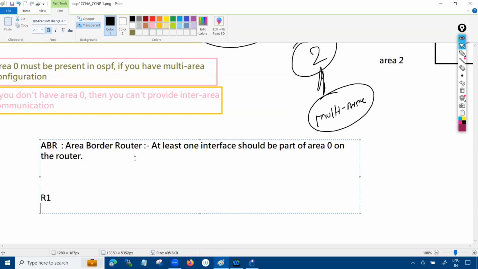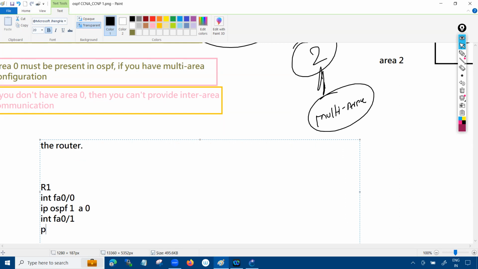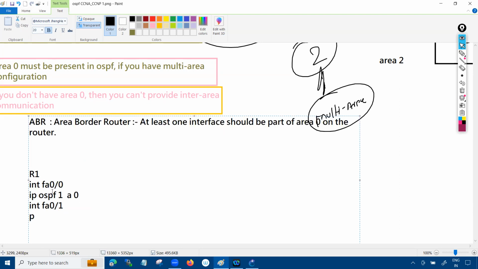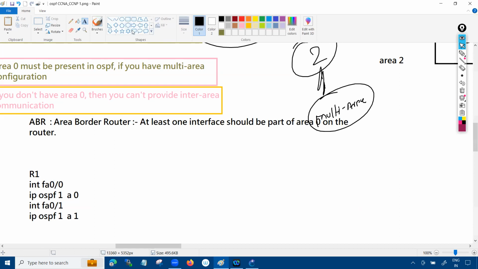So for example, on router 1, interface 0/0 is part of OSPF area 0. Another interface should be part of area number 1. Then this router 1 will become the ABR router, because one interface is part of area 0 and another interface is part of area number 1. So this router is called the ABR router.